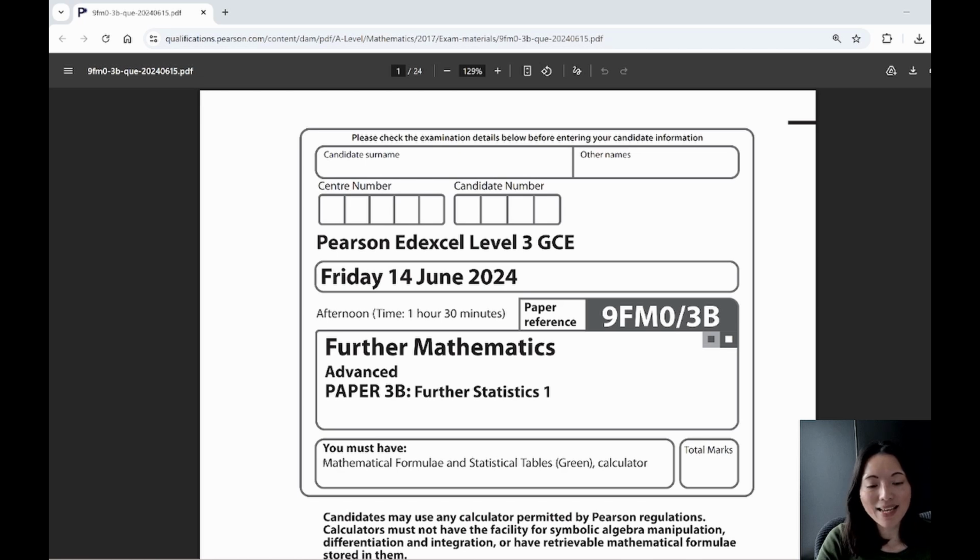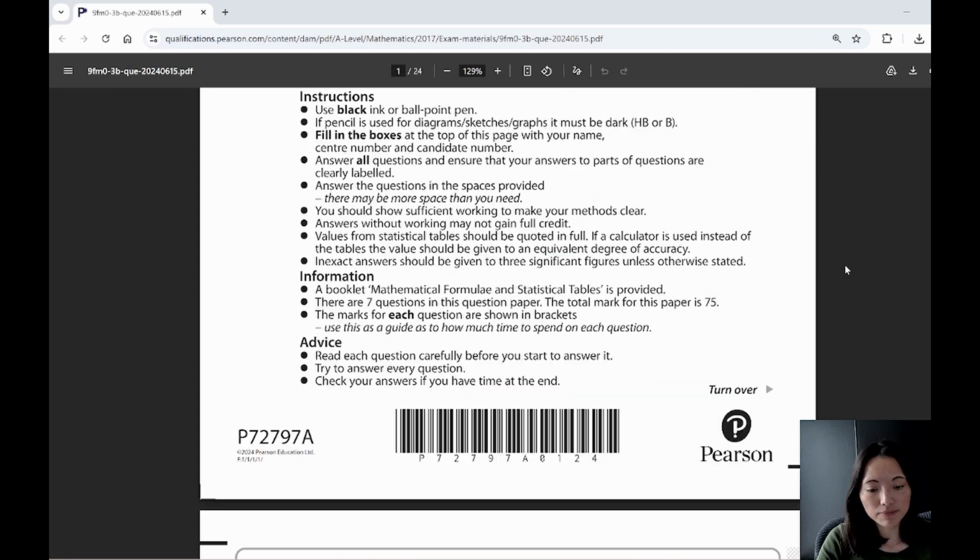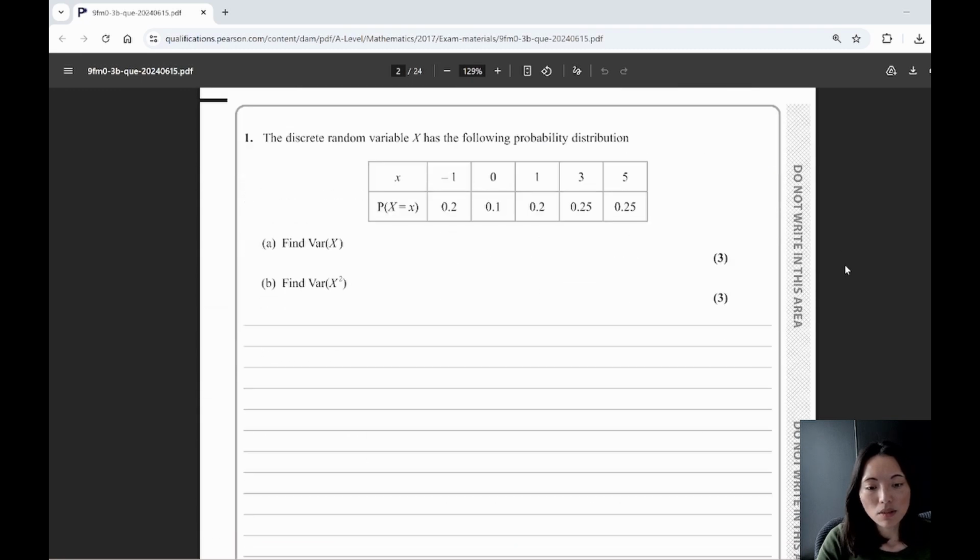We're going to take a look at an A-level further statistics paper from 2024, and we're going to do question 1 together. This question is fairly straightforward. It's given us the discrete random variable x with the following probability distribution, and it's asked us to find the variance of x and the variance of x squared. This should be fairly simple, and you should all be able to answer this. Question 1 is meant to just be a warm-up question.